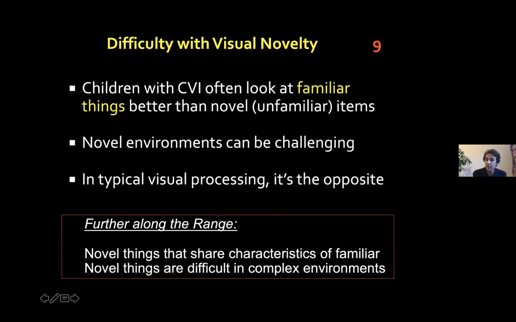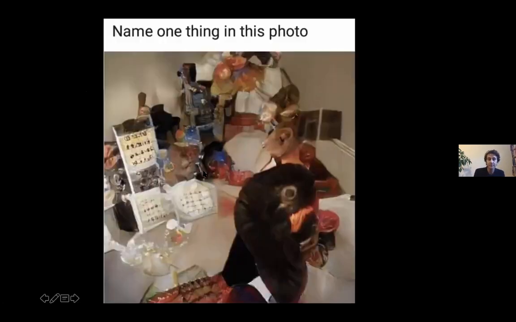So a child earlier on in the CVI range may only look at things that are familiar to them. As they make progress, they'll look at things that are novel or unfamiliar, but that share characteristics of familiar things. And also novel things can be more difficult in the most complex environments, right? So you see again how these characteristics overlap.